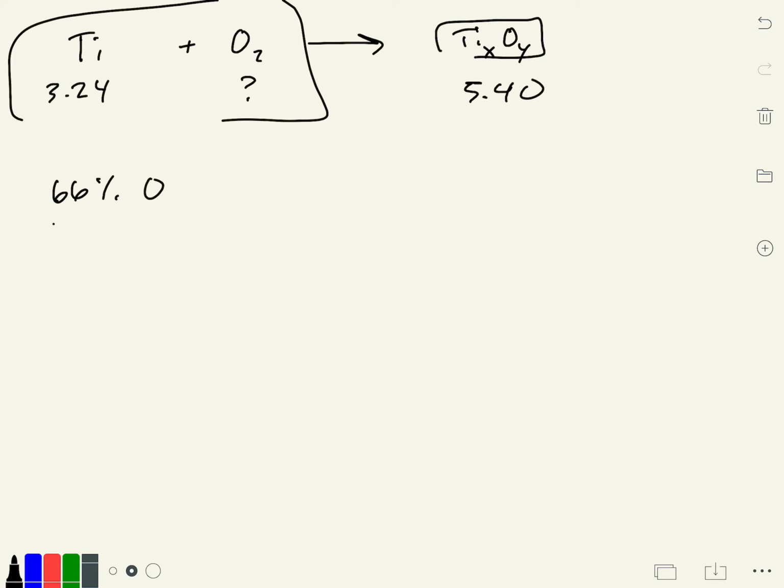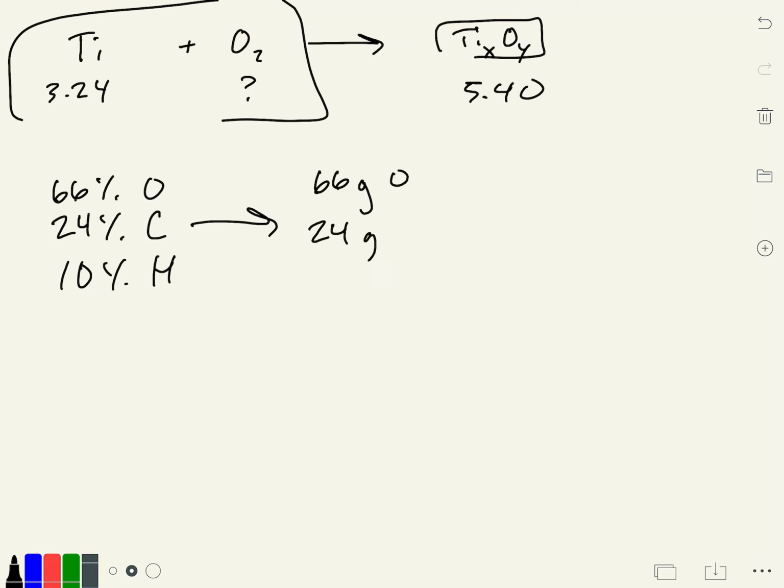66% oxygen, 24% carbon. What does that come out to? 70, 80, 90, 10% hydrogen. So this is another way that you can get the data. What do you do? Convert all of these to grams. Just say out of 100 grams, 66 grams is O, 24 grams is carbon, 10 grams is H. So that's another way that you can get the data.